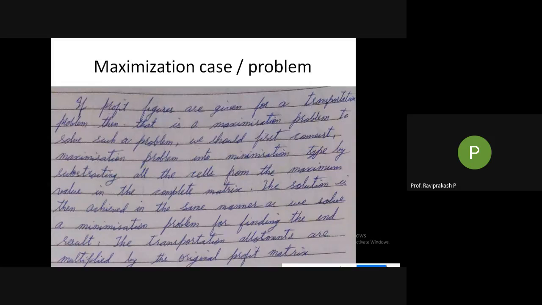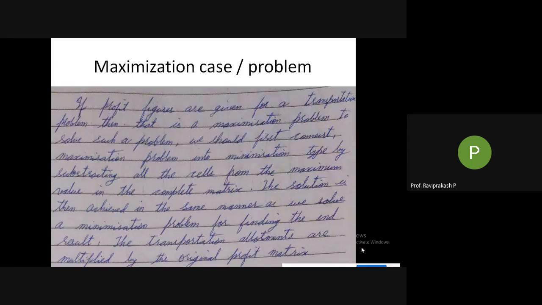The transportation allotments are multiplied by the original profit matrix.